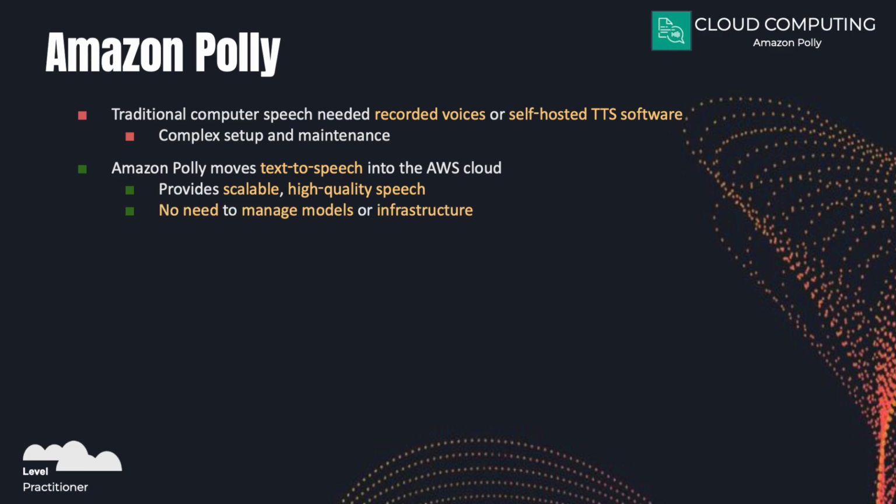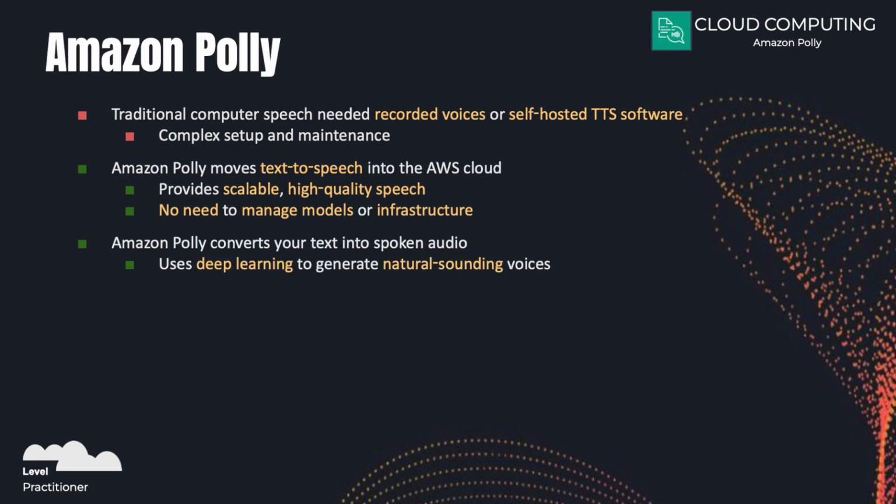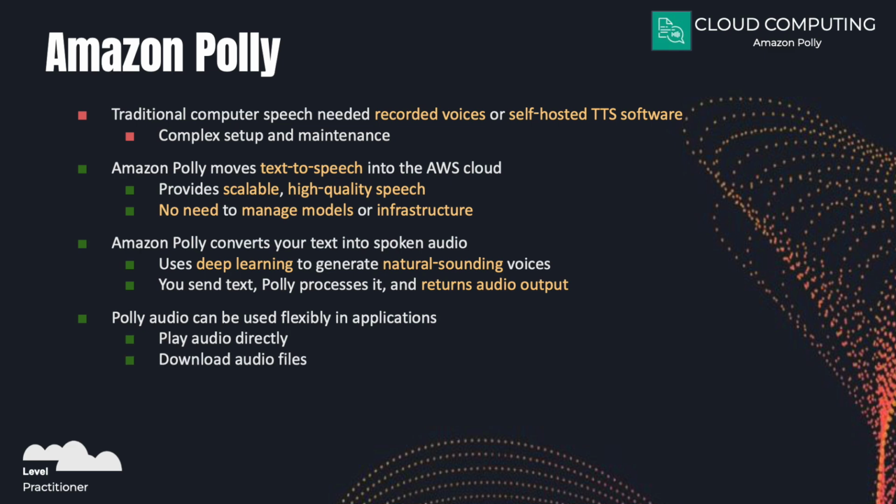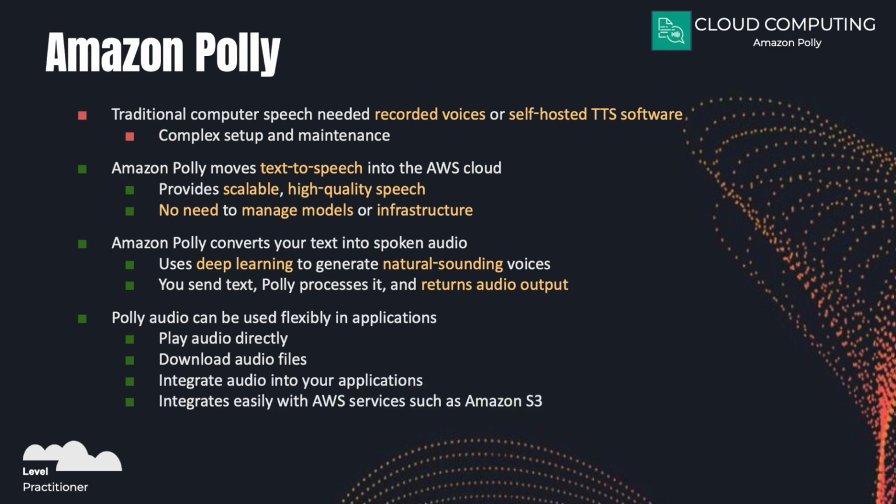Polly is an AWS service that takes text you provide and converts it into spoken audio using deep learning. You don't need to understand the AI behind it. Just think of it as AWS doing the heavy lifting to make the voices sound natural. You send the text, Polly processes it, you get an audio back that you can play, download, or integrate into your applications.